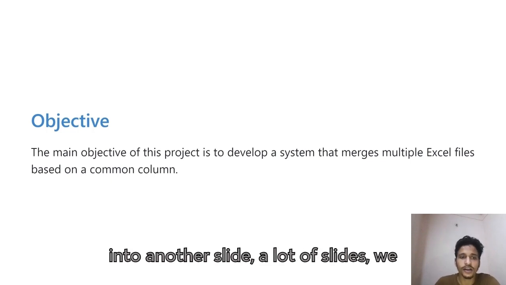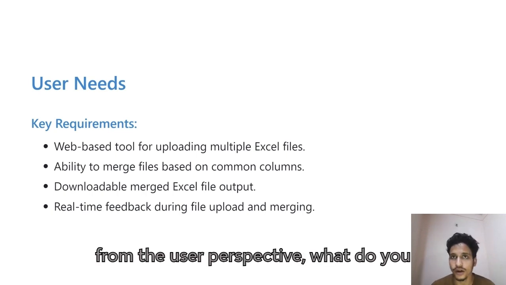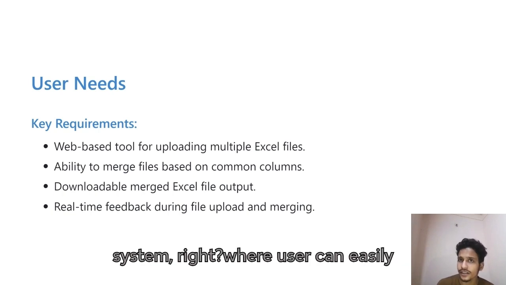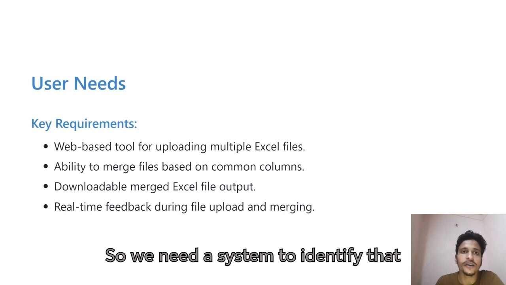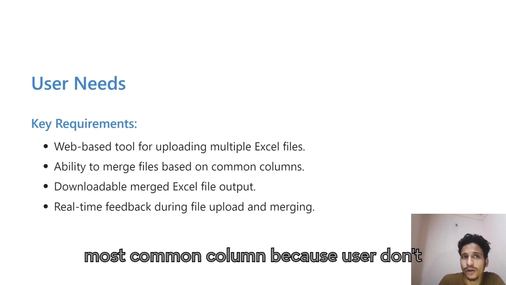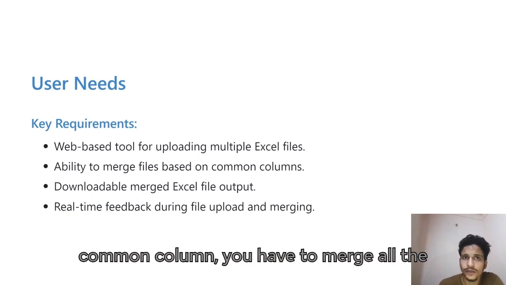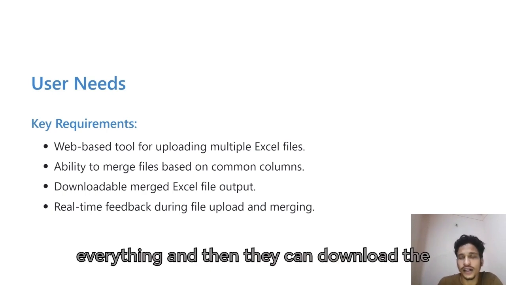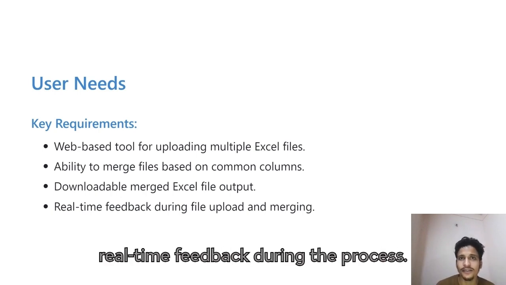Let's move to the next slide, the user needs. From the user perspective, what do we need? We want a web-based system where users can easily upload Excel files and access them. We need a system to identify that common column, which I think is the most difficult task, because the user doesn't need to specify it. Based on the common column, we merge all the raw data, and then they can download the merged file. The interface should be simple, clean, and give real-time feedback during the process.